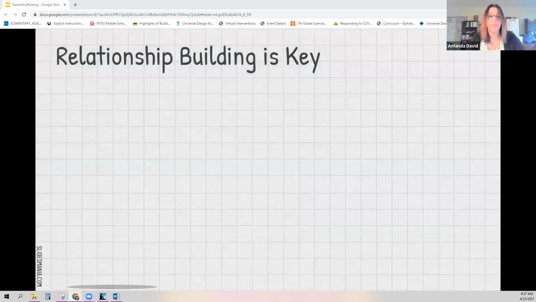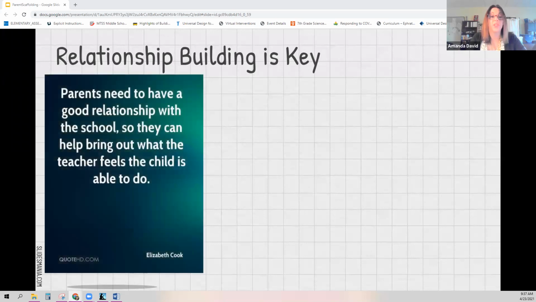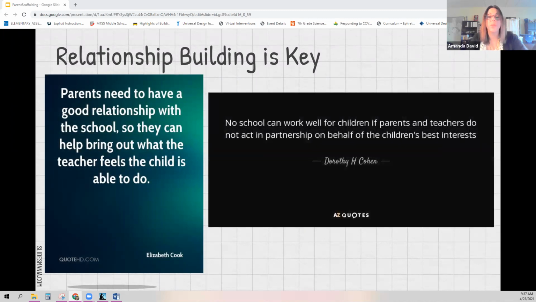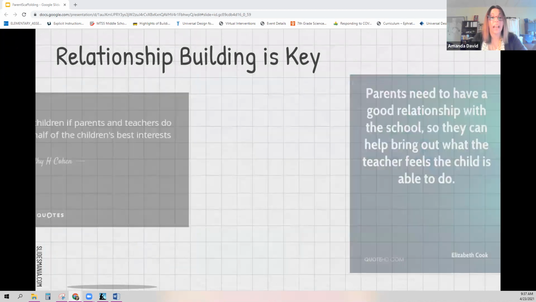When it comes to parent communication, as with our students, it is key to have meaningful relationships with those parents to ensure that there is a strong collaborative partnership between teacher and parents. This will allow the student to flourish both academically and socially.